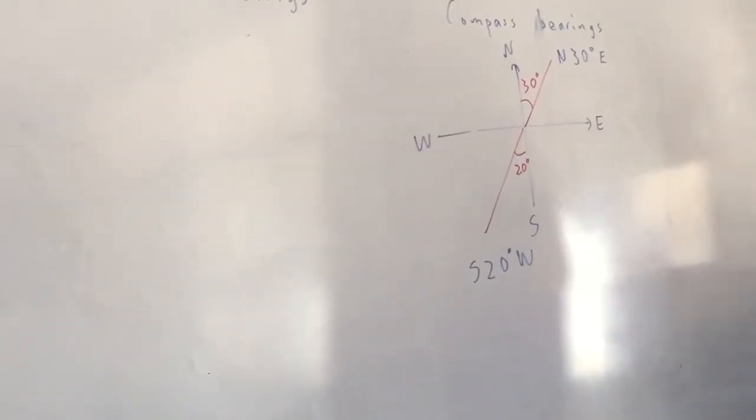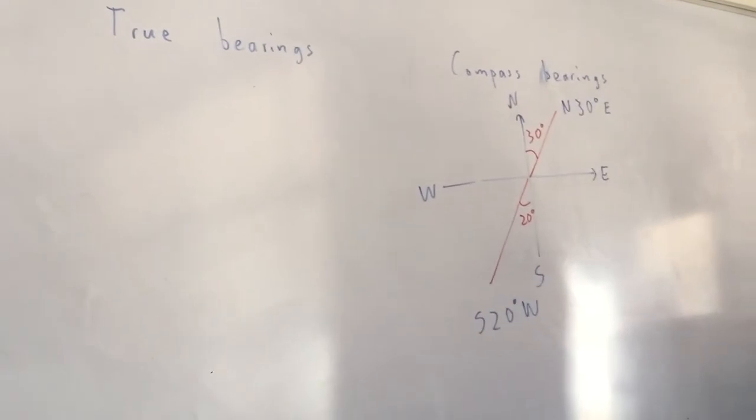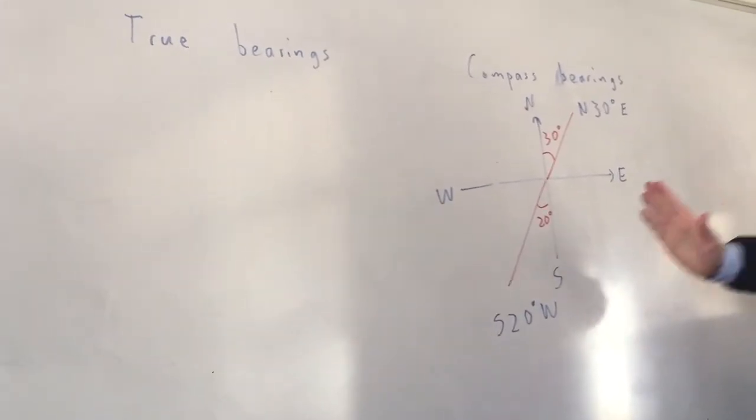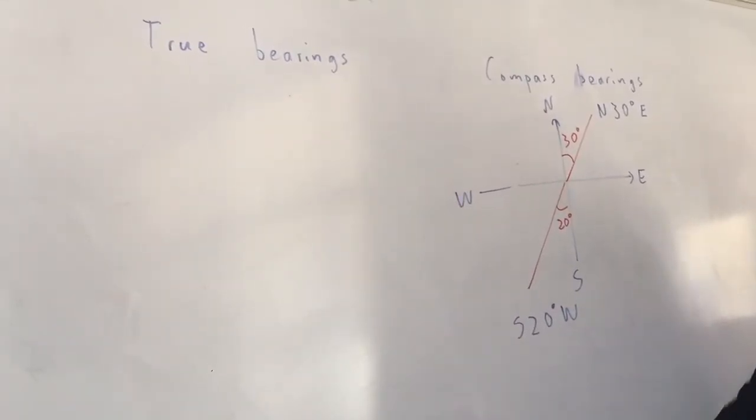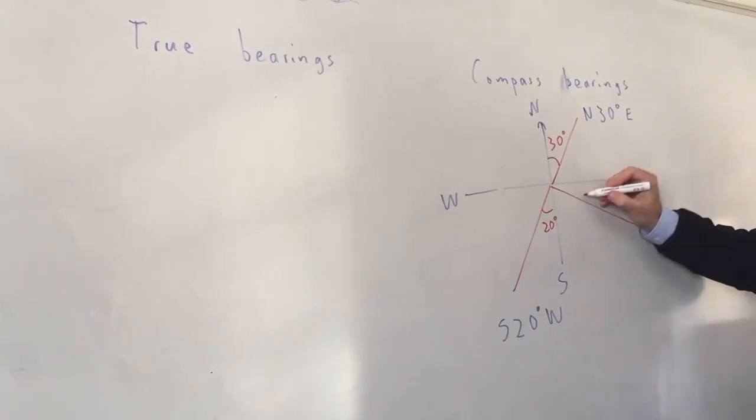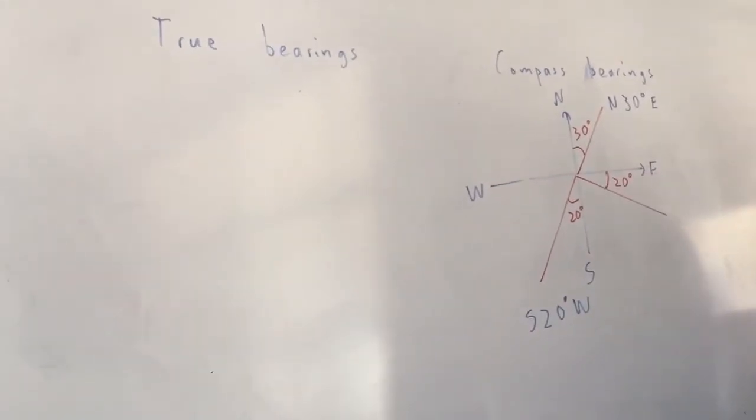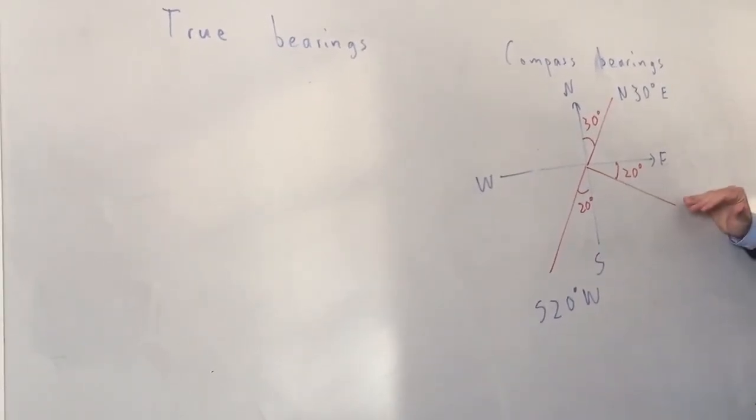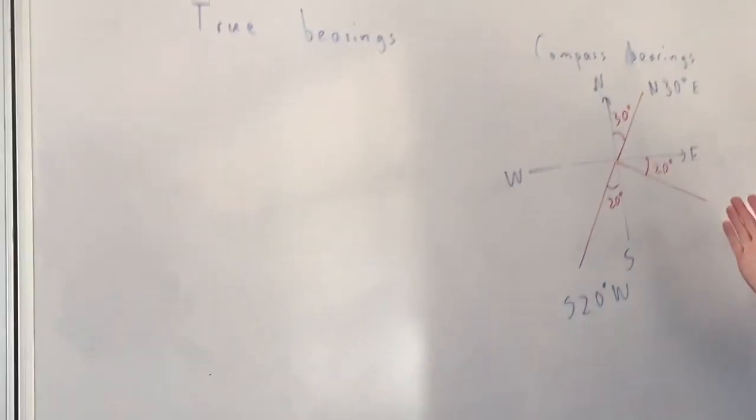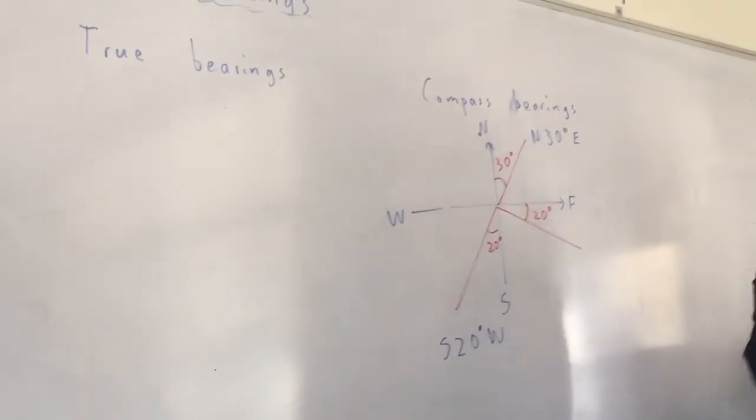What if it's west to north, like 20 degrees? That's a good question. If it looks like this, and let's say that angle there was 20 degrees, the way we'd say it is south 70 degrees towards the east. So you always start with north or south.